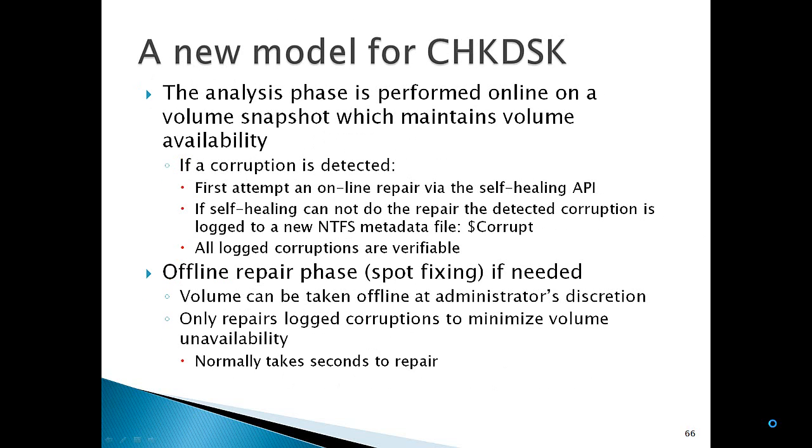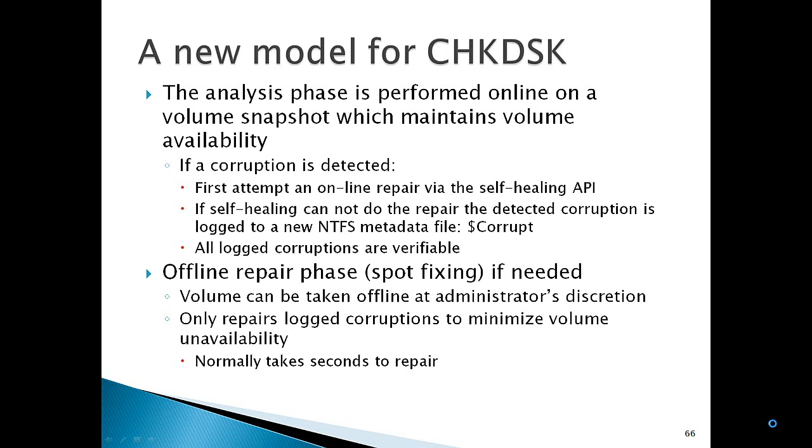So what is the new model for check disk? Well, the analysis phase is performed online on a volume snapshot, which maintains volume availability. I'm not sure if you remember, but before, check disk used to have to actually reboot if you wanted to check your system volume, and then right at reboot time it would run check disk for you. If a corruption is detected, first it attempts an online repair via the self-healing API. Next, if self-healing cannot do the repair, the detected corruption is logged to a new NTFS metadata file, $corrupt. All logged corruptions are verifiable.